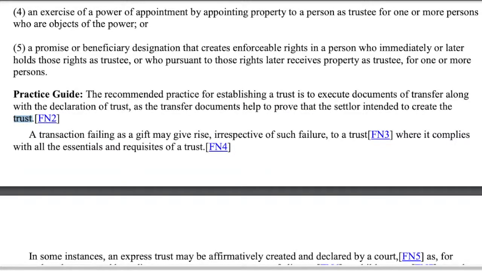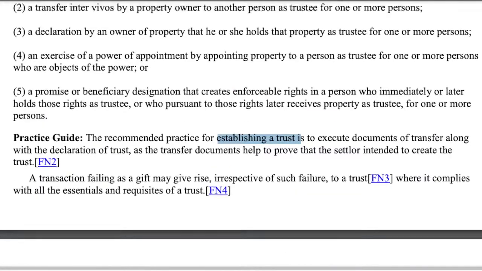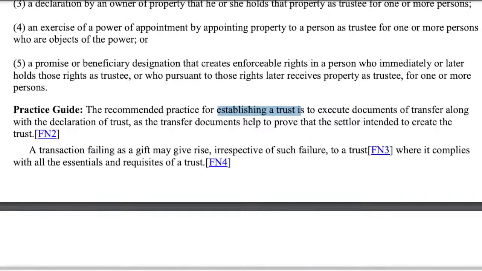Wow. Now look at this tip right here. Recommended practice for establishing a trust. So we're talking about creating a trust. We went over 5 different ways we can create a trust. And now we're looking at practice to put it in a practical use. When we're establishing a trust, recommended practice is to execute, verb, execute documents of transfer, along with the declaration of trust. Because remember, the trust has to be that declaration. Can't just be an empty promise, but has to be declared somewhere. As the transfer documents help to prove that the settlor intended to create the trust. So this is an interesting element, and we'll look back into this.